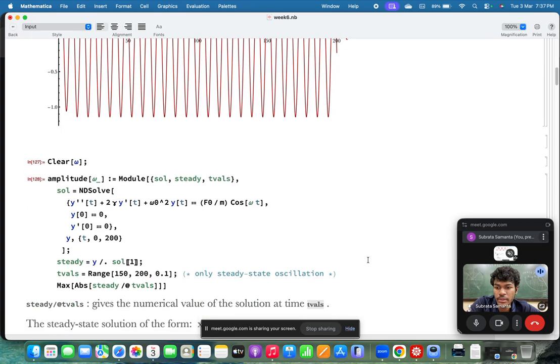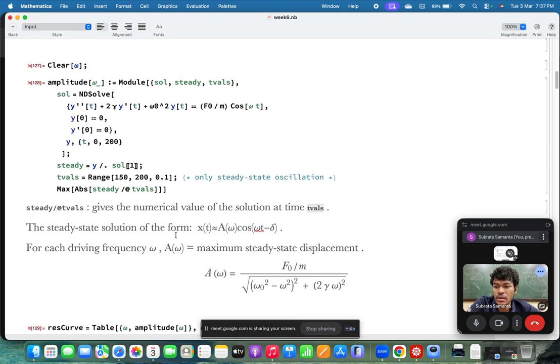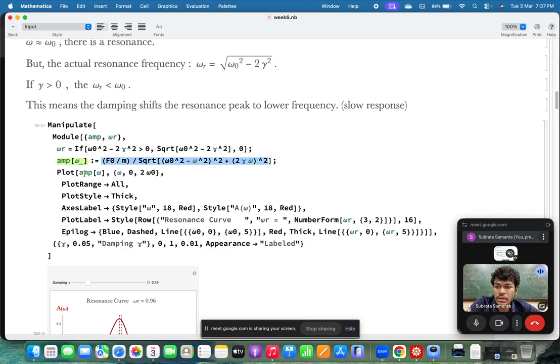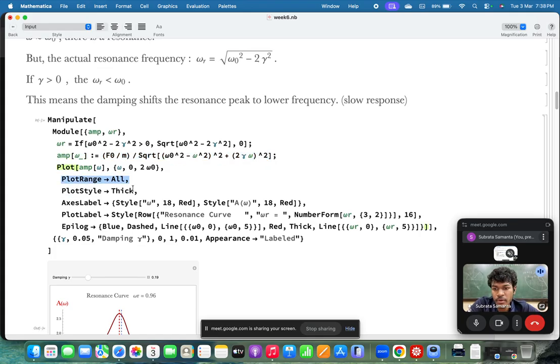You can also calculate by solving these equations and then calculate the maximum values, but I use this formula here. And I plot this amplitude A(omega) from 0 to 2 omega naught. This omega naught is basically the natural frequency, so I plot from 0 to 2 times my natural frequency. Here I choose natural frequency 1, so I plot omega values from 0 to 2, and I choose plot range All so that it covers all the values of the y axis in the plot.